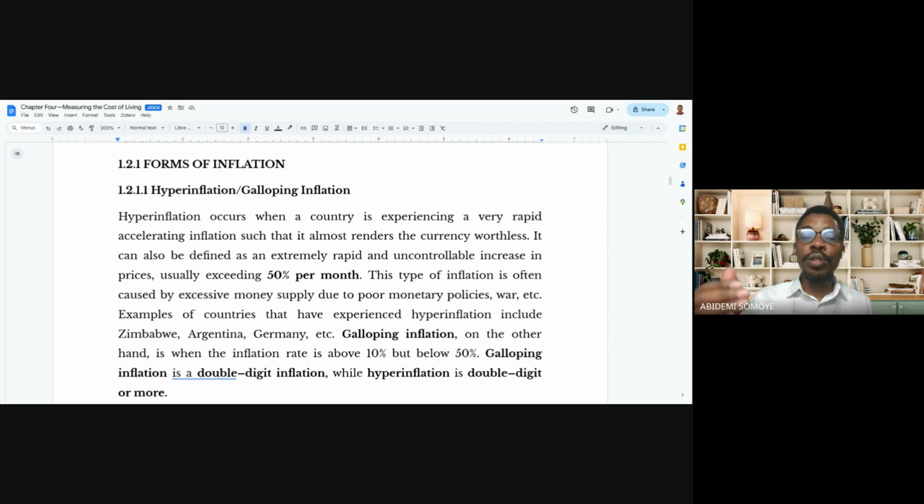Of course, countries who have hyperinflation, their country and their currency will be worse off than countries who have galloping inflation, which is less than 50% and greater than 10%. Galloping inflation is a double-digit inflation, while hyperinflation is double-digit or more, like I mentioned. So for hyperinflation, it could be double, it could be three digits, it could be four digits. Anything above 50% is hyperinflation.